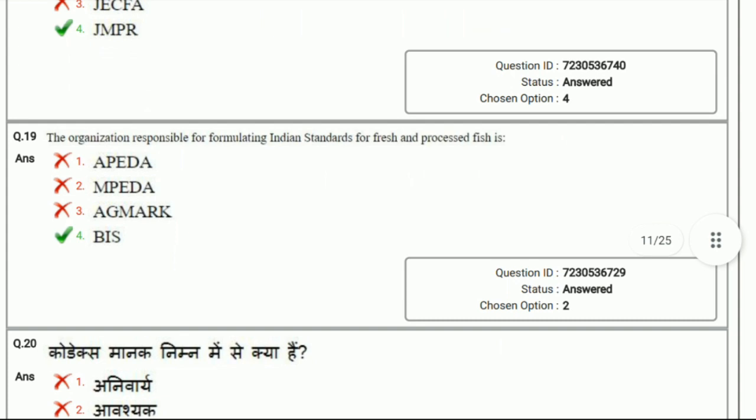Next question is: the organization responsible for formulating Indian standards for fresh and processed fish is, so the answer is BIS. Just in the last few questions, I have discussed that BIS has a function to harmonize development of activities of standardization, marketing, and quality certification of Indian goods. So this is the function of BIS.